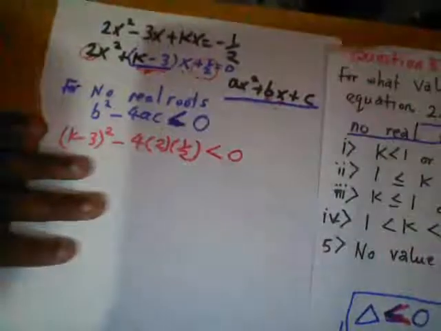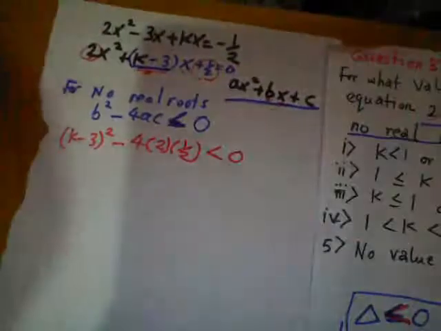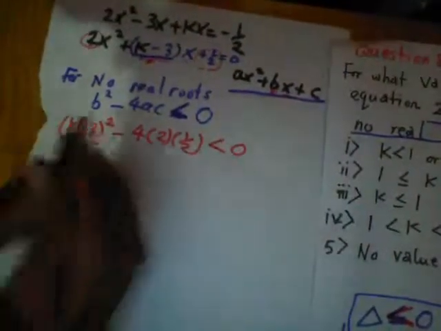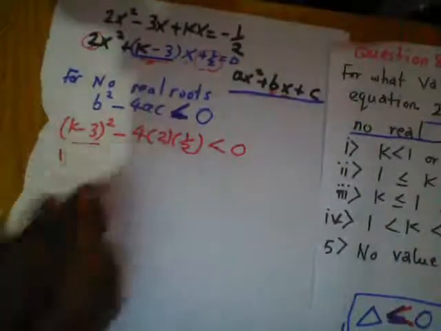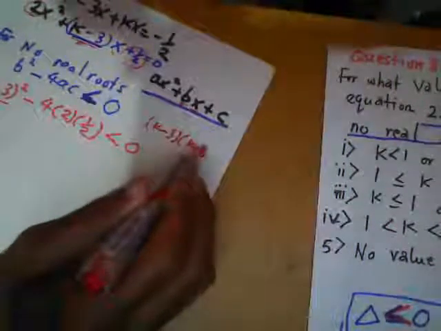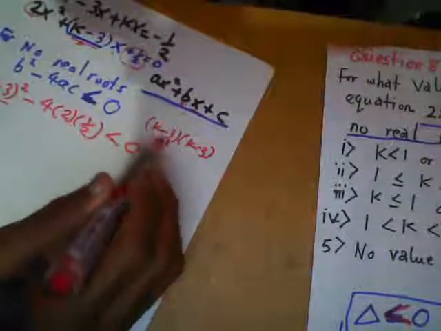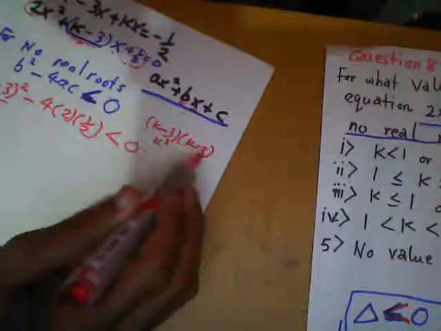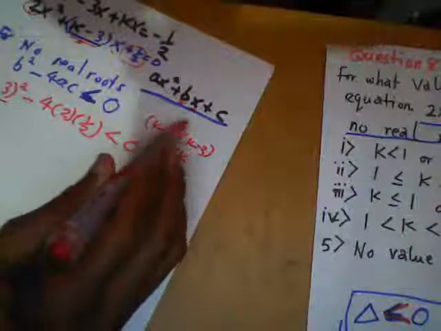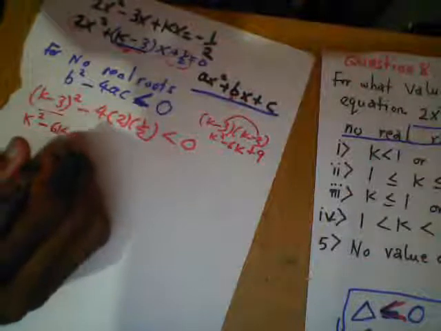So now I'm going to solve all of this and get the value of k, and my business is done. Let's expand this. (k minus 3) squared means k minus 3 times k minus 3. k times k is k squared, k times negative 3 is negative 3k, negative 3 times k is negative 3k, so negative 6k, and negative 3 times negative 3 is plus 9. So this is k squared minus 6k plus 9.